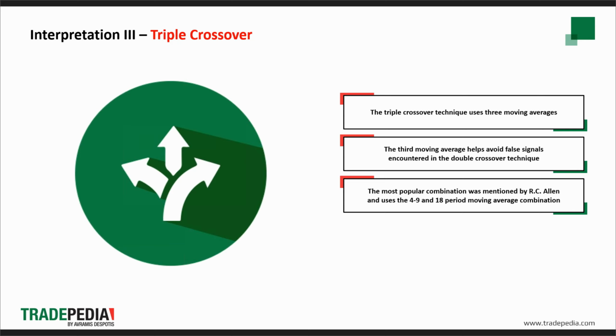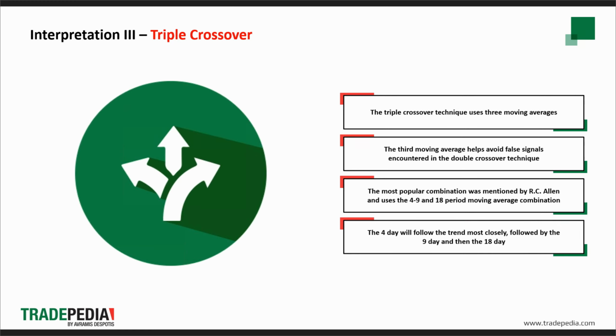The 4-day will follow the trend most closely, followed by the 9 days and then the 18 days. Makes sense, right? From what I explained to you before, the shorter moving average always follows the trend more closely, and the longer term moving averages, which account for a longer period, will be further away from price. So let's look at the triple crossover and how you can use them.